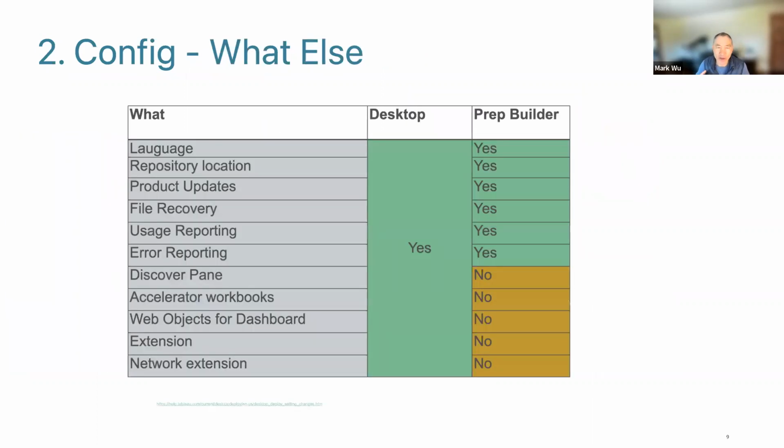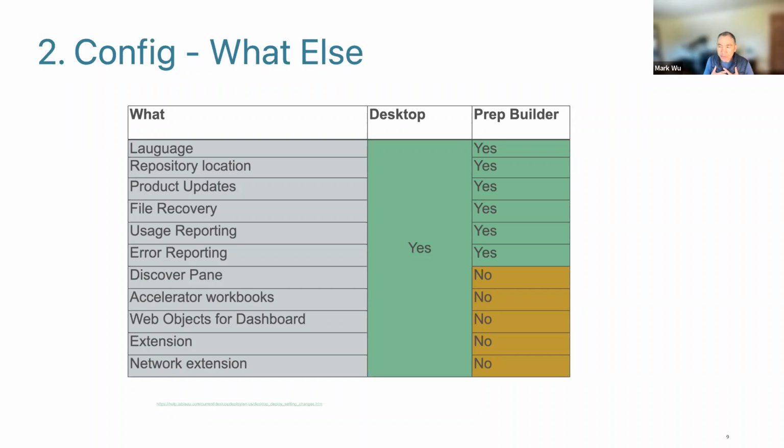What other configurations can be done? Everything can be customized. Language, repository location, probably don't bother, but product updates, you likely want to control. File recovery, user error, maybe not too much. Accelerator workbooks. How do you handle extensions? This is important; this is more of a data security thing. Do you allow extensions in your org? Do you allow network extensions in your org?